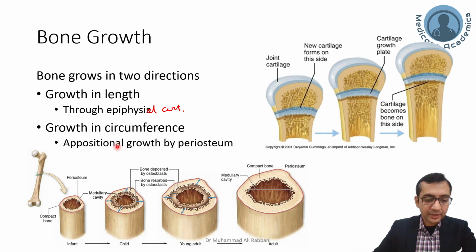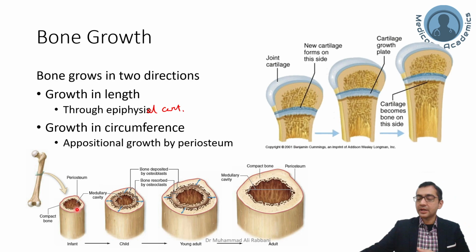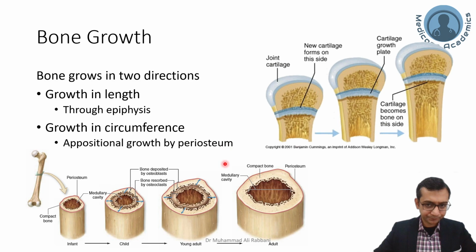The growth in the circumference. I remember we talked about the periosteum and endosteum. There is endosteum lining on the inside of the cavity, and then periosteum on the outside. These have stem cells known as osteoprogenitor cells. These can give rise to the osteoblast also, and then there is presence of bone dissolving cells also.